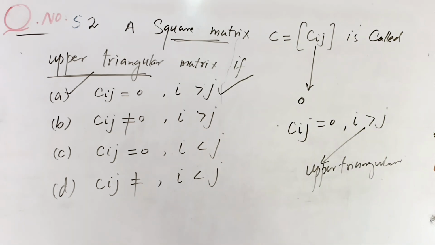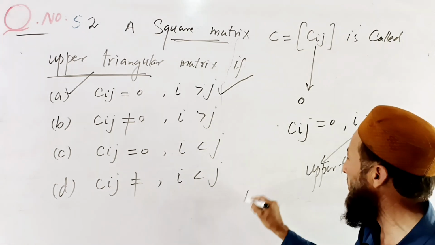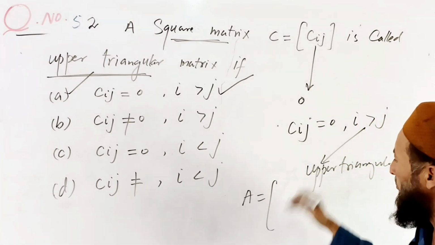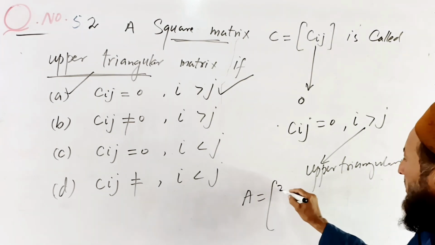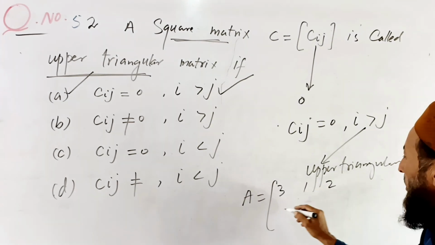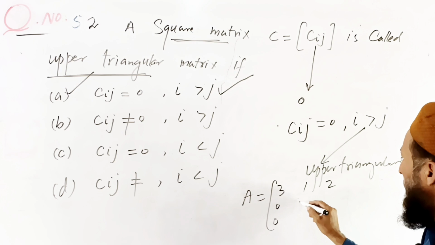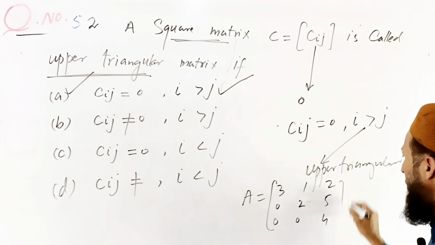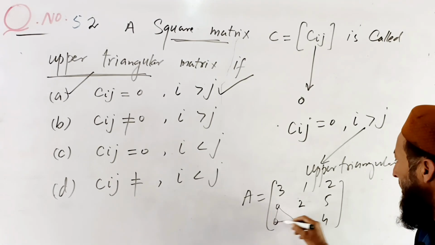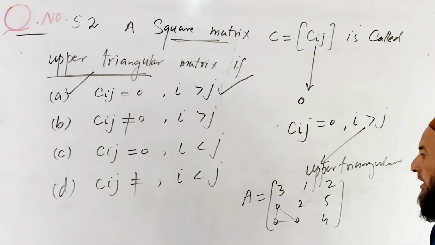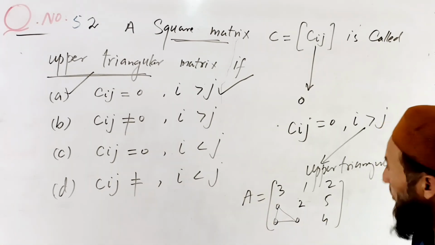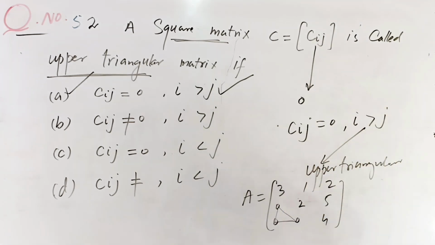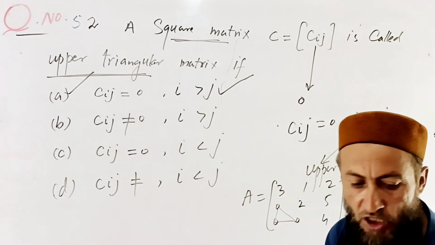And upper triangular matrix means that if we are taking any matrix, the result will be zeros below the main diagonal, in the lower triangle. For example, 3, 1, 2, and 0, 0, 2, 5, and here is 0 and 4. So this will be called an upper triangular matrix, with the condition i greater than j applied.